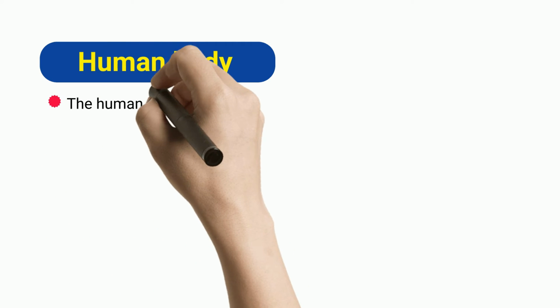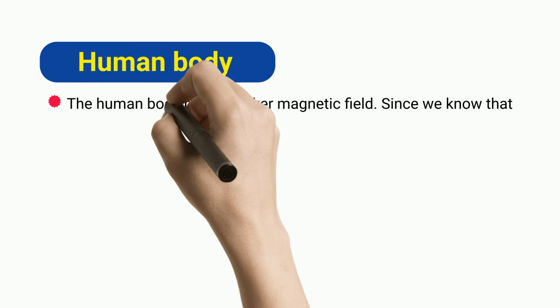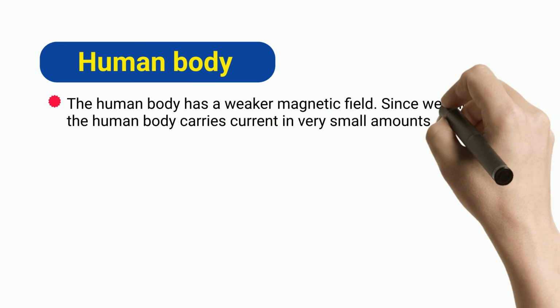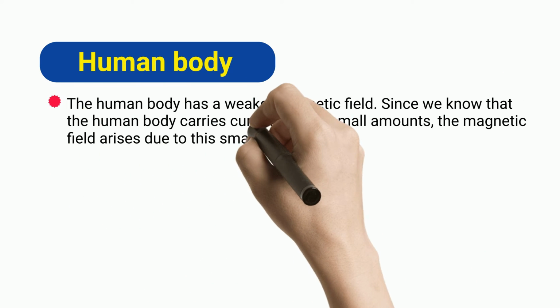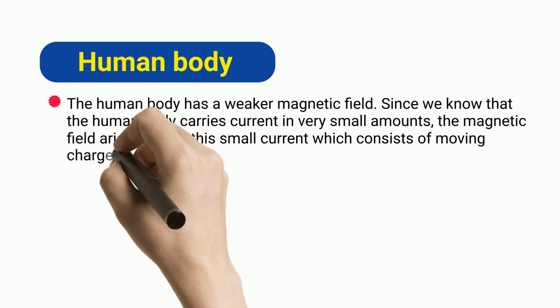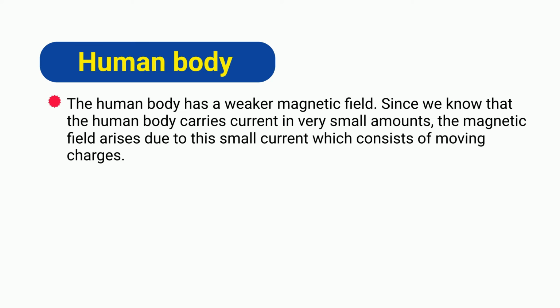Human body. The human body has a weaker magnetic field. Since we know that the human body carries current in very small amounts, the magnetic field arises due to the small current which consists of moving charges.